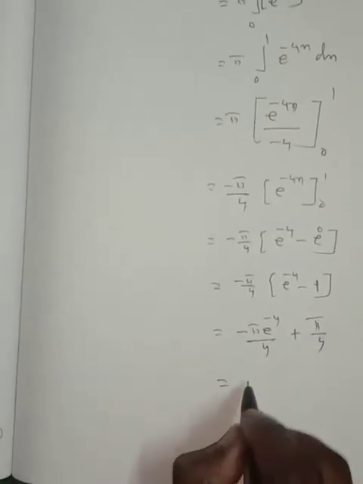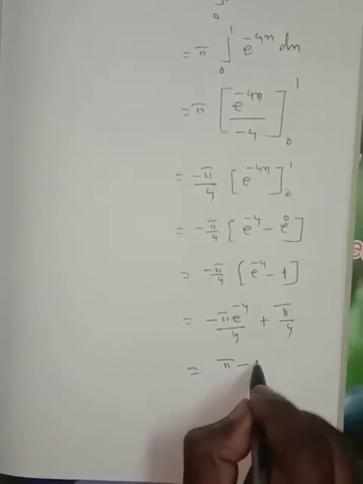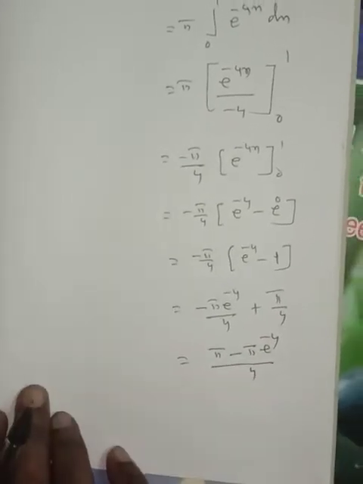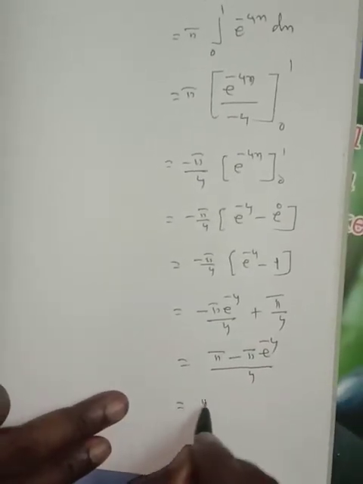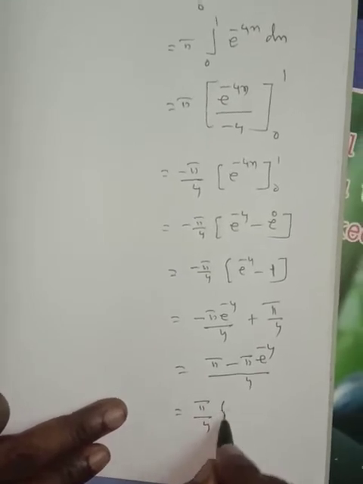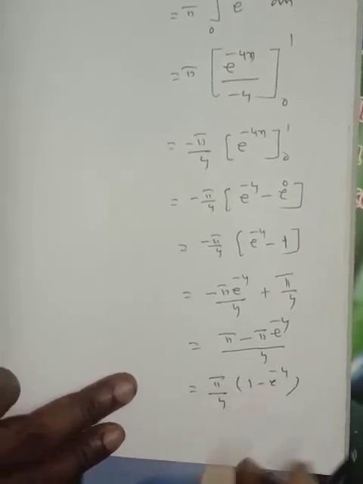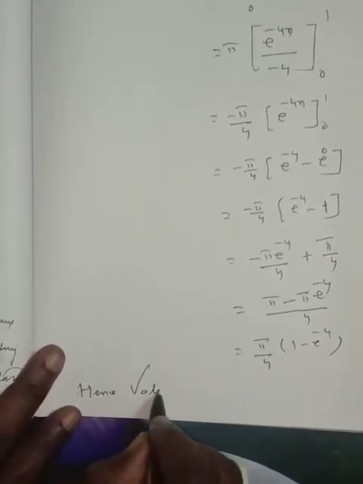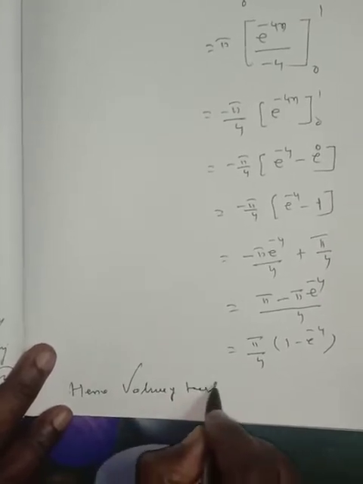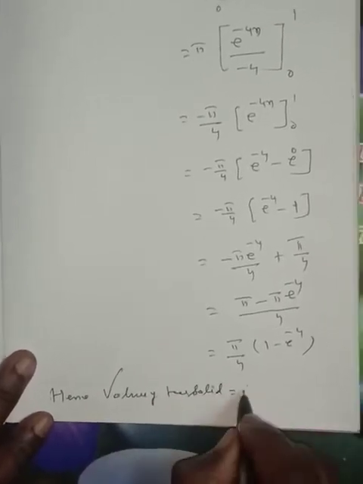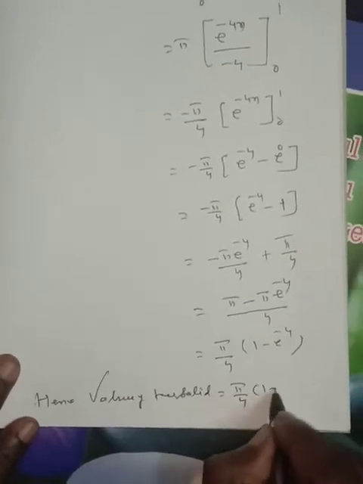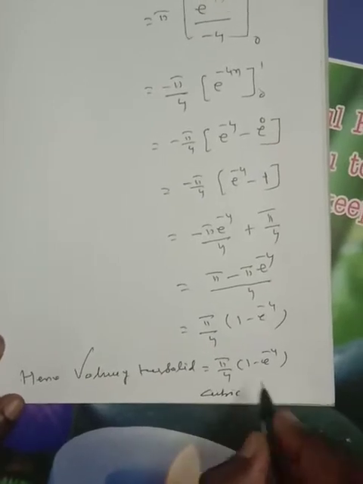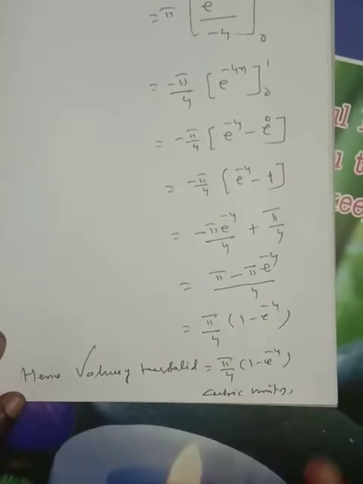Now positive pi by 4 minus pi e to the power of minus 4 divided by 4. Taking pi by 4 common, pi divided by 4 is a common number, therefore 1 minus e to the power of minus 4 is the volume of the solid. Hence the volume of the solid is equal to pi by 4 into 1 minus e to the power of minus 4 cubic units.